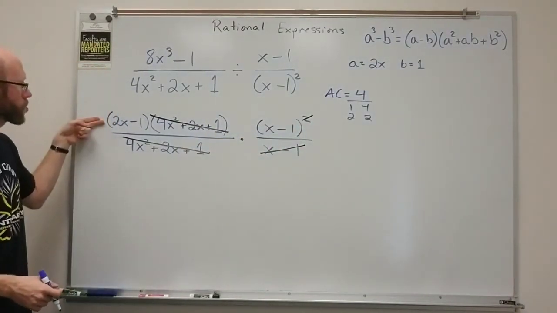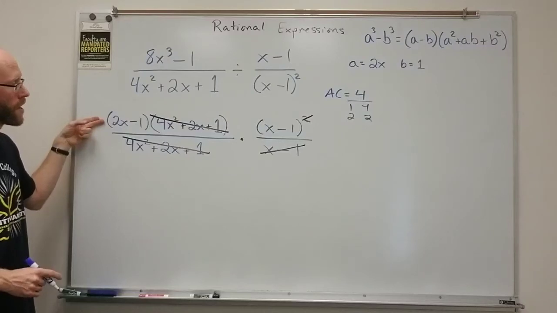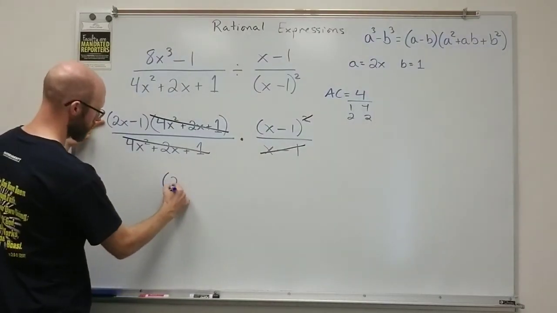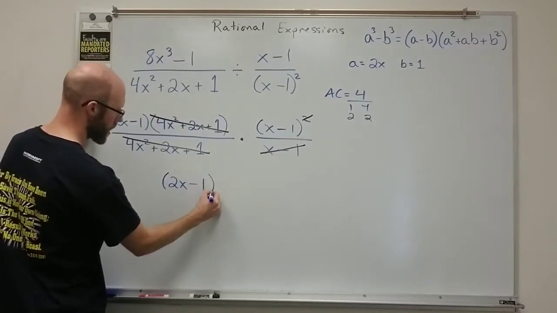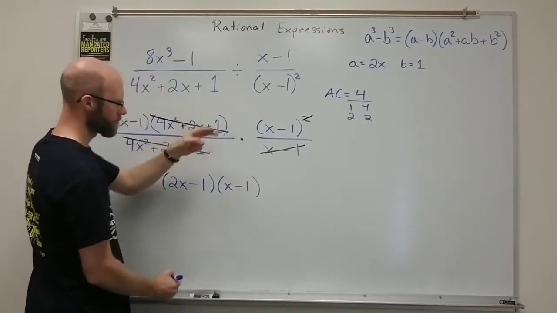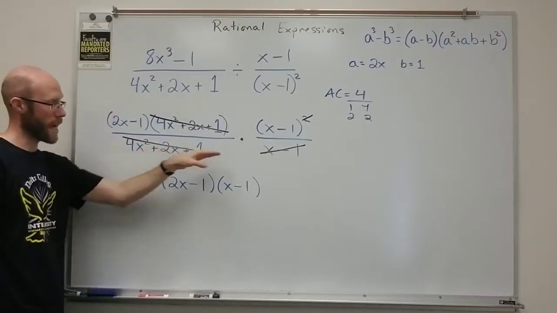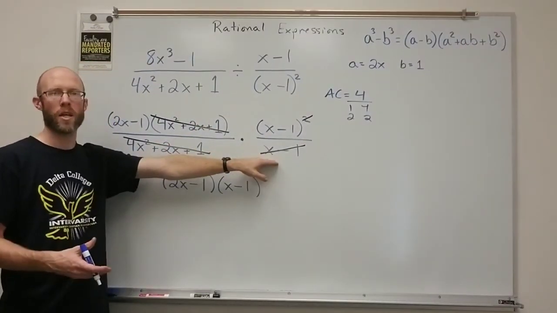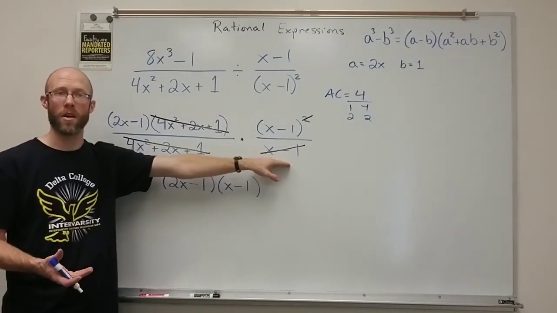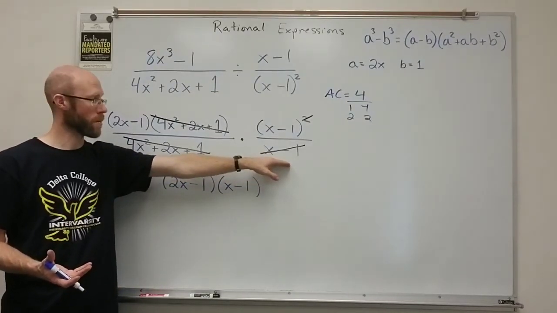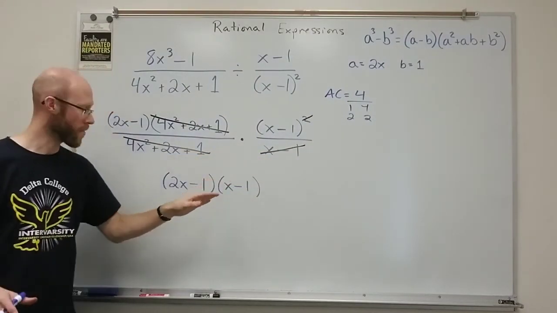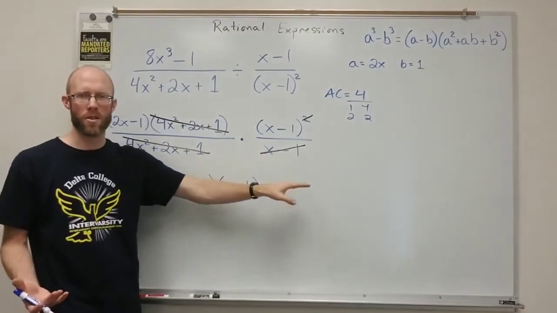I also have the 2x minus 1 left over here. So when I go through and multiply these together, I'm going to be left with 2x minus 1 on top. Also an x minus 1 on top. My denominator has nothing left. You really always have a 1 when you cancel everything off of the same side, right? So in the denominator in this case, everything's gone. We really consider that as being a 1.